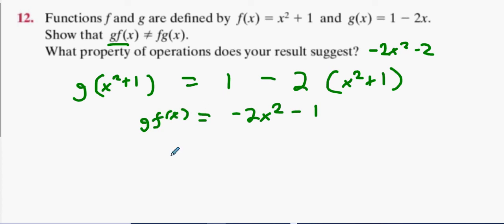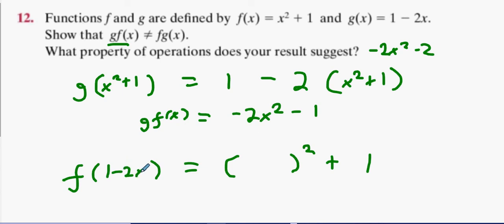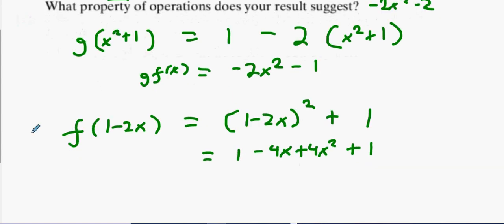Now the answer for f g of x is going to be, you're going to use the f function, which is something squared plus 1. And the g function is 1 minus 2x, which is what we're going to put in here. We're going to square that out. We get 1 minus 4x plus 4x squared plus 1, and then we get 4x squared minus 4x plus 2. Is that what you guys got?